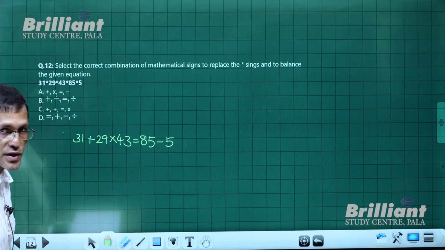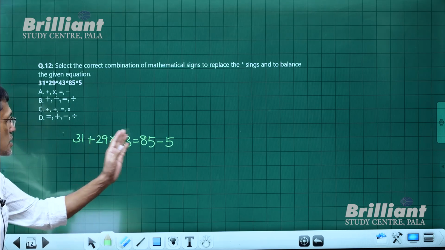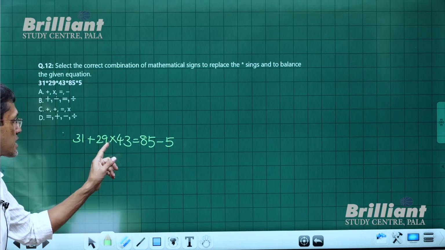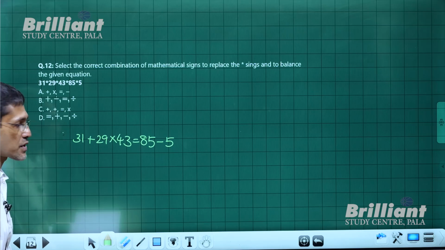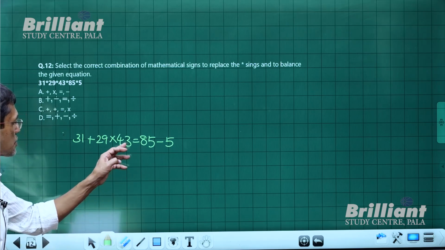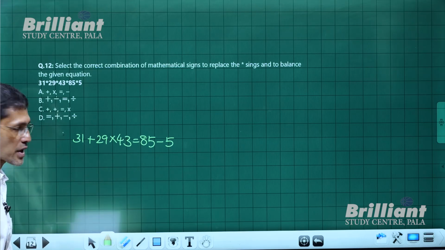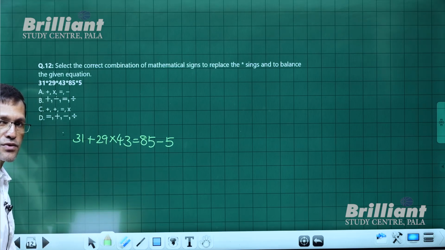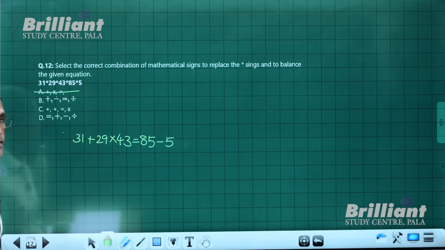So for which answer choice will we get both sides equal? Here 85 minus 5 is 80. Look at the left hand side, it's 29 and 43. Approximately you can take it as 43 and 30. So it is above 1200, right? So it's not going to be equal at all. So the first answer choice is out. It's not going to be the case.